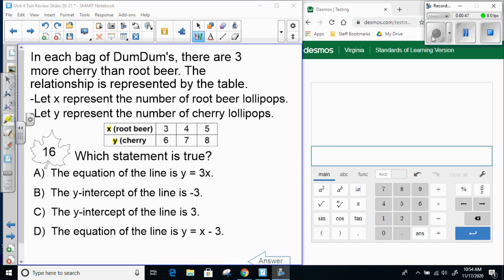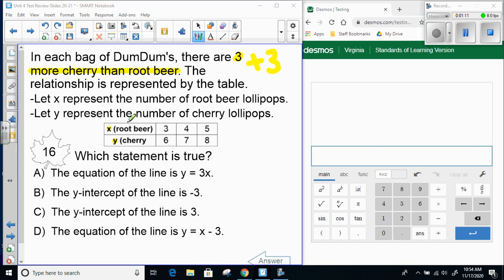Go back to the problem and read it one more time. In each bag of Dum-Dums, there are 3 more cherry than root beer. When I hear those words 3 more, it automatically makes me think plus 3. If there's always 3 more cherry than root beer, then I could take how many root beer I've got, add 3, and that should be how many cherry I've got.